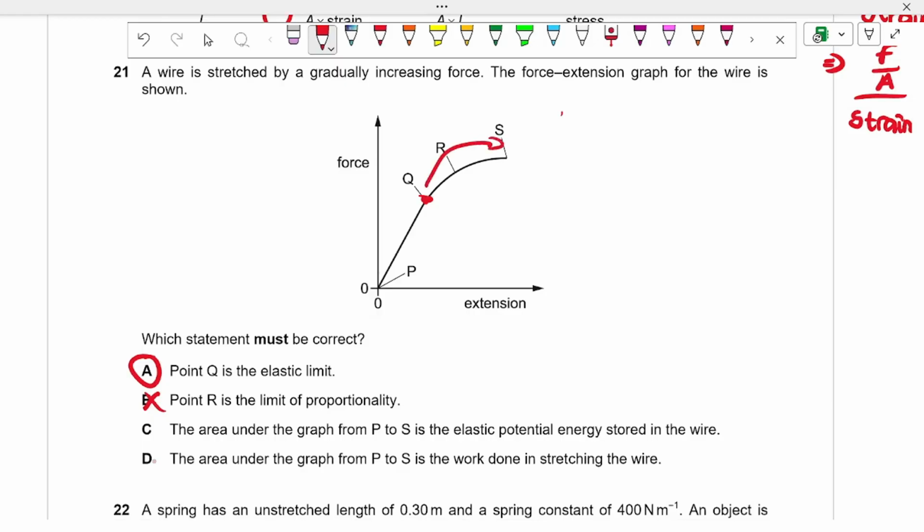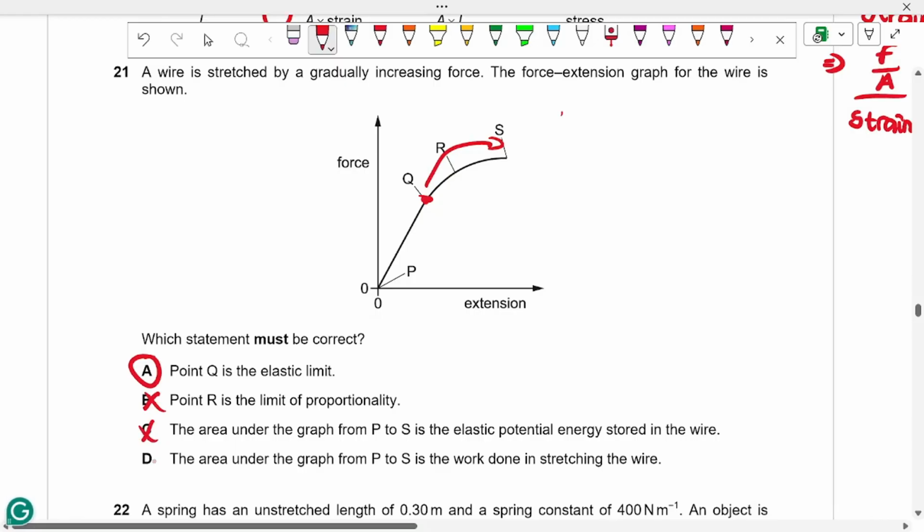Beyond Q, we have plastic deformation, and that energy is not stored, it's rather lost due to permanent deformation from this area to this area. I can't say that energy is stored as elastic potential. It's energy that is also being utilized for plastic deformation. So C would be wrong.